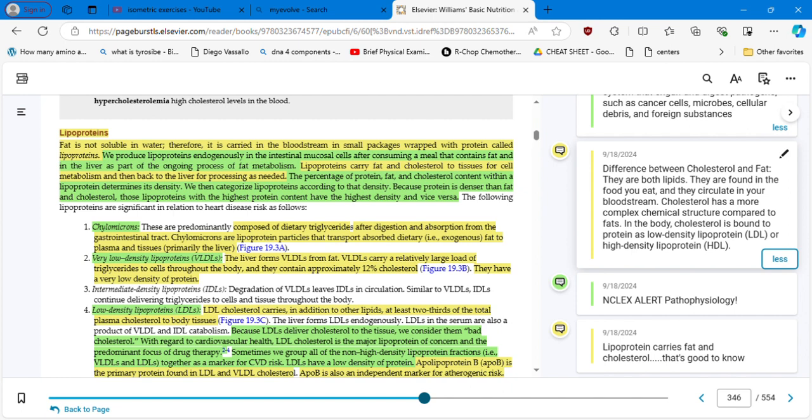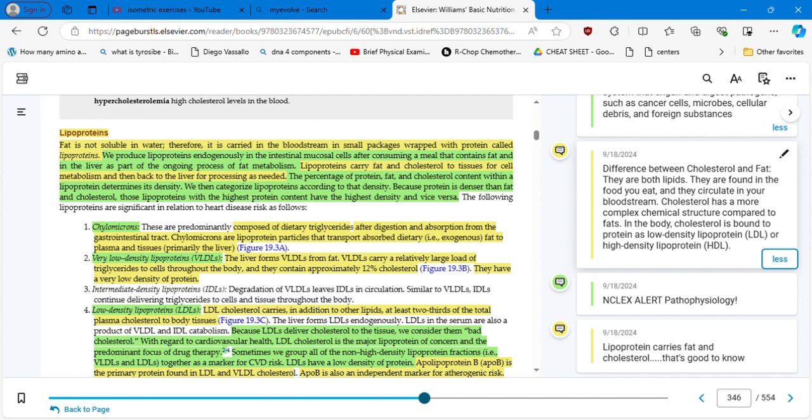Lipoproteins carry fat and cholesterol to tissues for cell metabolism, okay, and then back to the liver for processing as needed. So that right there, that's good to know. NCLEX alert, this is part of your pathophysiology.